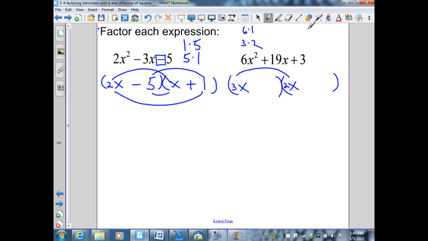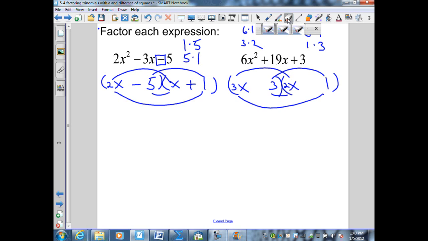Now I'm going to try my last term, which is where I'm really concerned with the order of my factors, which would be 3 times 1 or 1 times 3. Again, from previous sections, I know that I'm going to add my outer and inner terms to get my middle term. So let's try our 3 times 1. 3 times 1, I know my last term is going to get 3. My inner and outer term is going to be 6x and 3x. 6x plus 3x is not going to generate my 19.